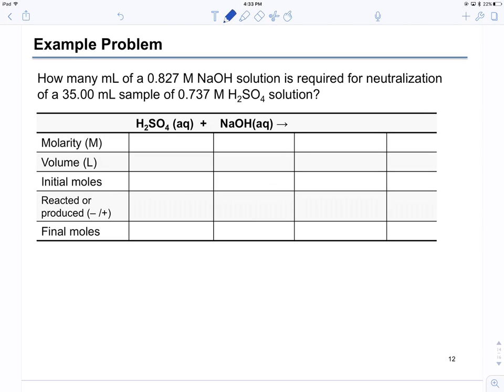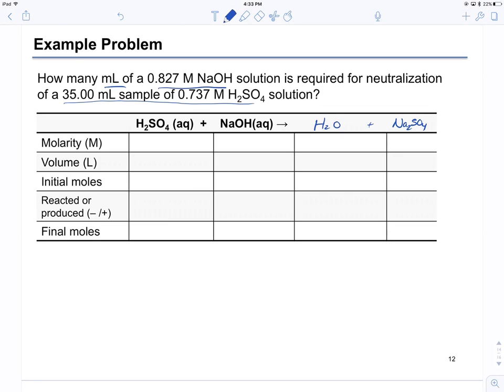Hi everyone. In this problem, we're looking at something like a titration, so we can estimate how many milliliters of a particular titrant, that's in our burette, is required to neutralize a certain volume of a sample. We actually don't really need to know the balanced equation, but we can finish off the chemical equation here.